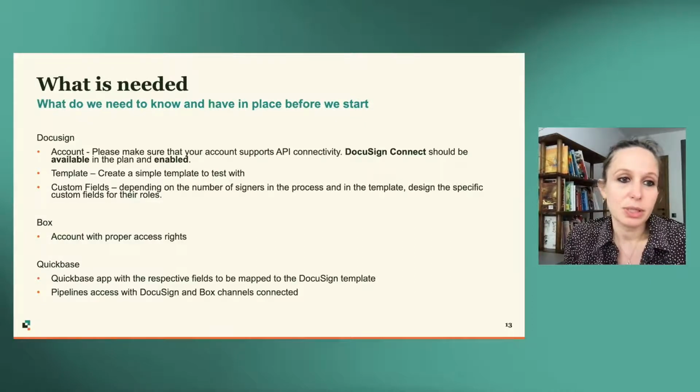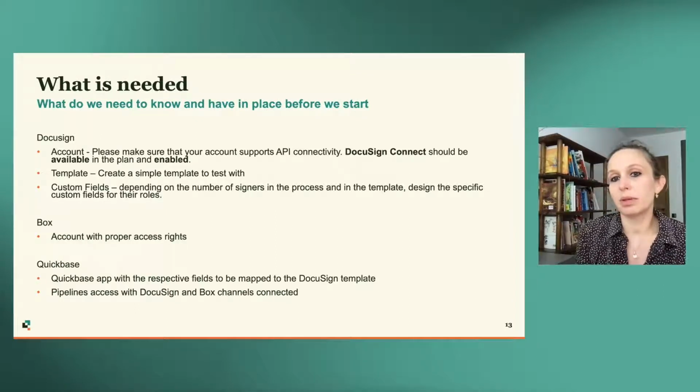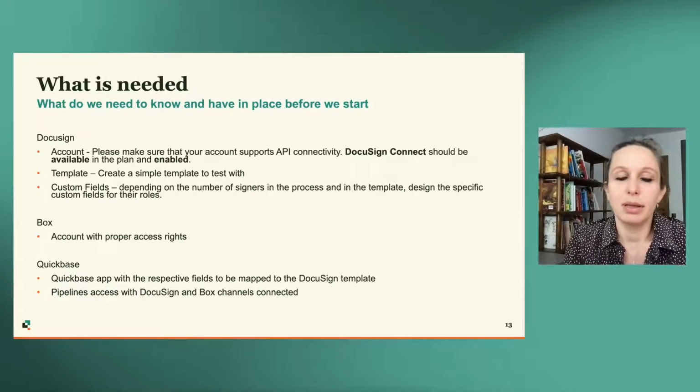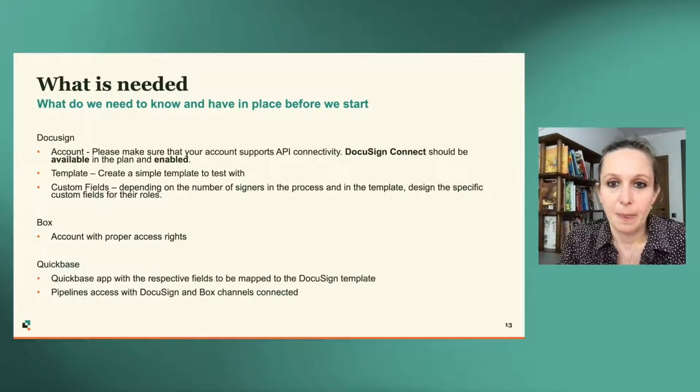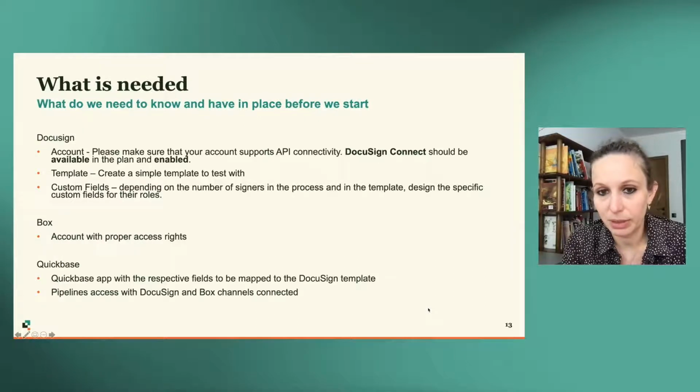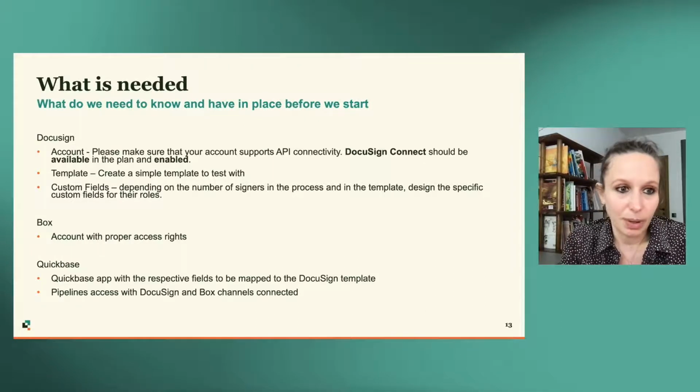And the custom fields: depending on the number of signers in the process and in the template, you design the specific custom fields for their roles. Just try it out, utilize and control the mandatory and read-only selections for these fields. There are a lot of opportunities there. You need a Box account with proper access rights connected. And of course, a Quickbase app with the respective fields to be mapped to the DocuSign template. And pipelines access with DocuSign and Box channels connected.